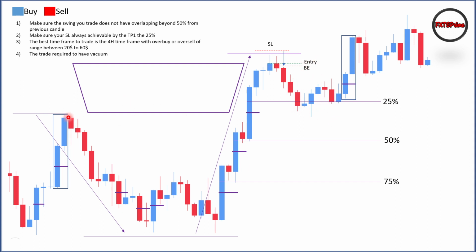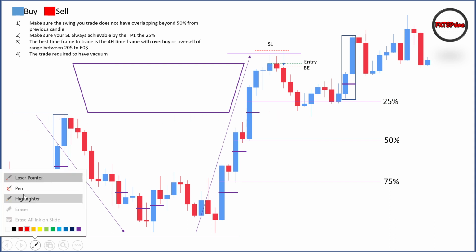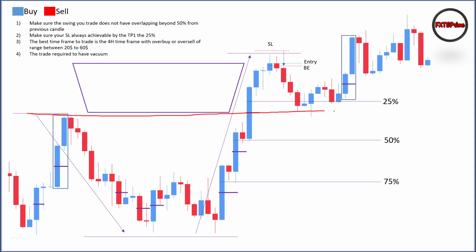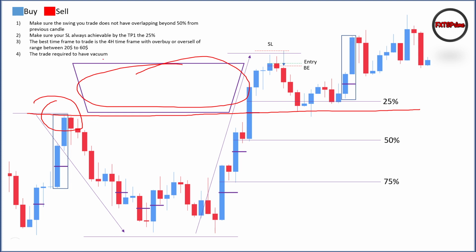So the first support level will be below our 25% take profit here in this area. If you put a mark here, you can see that this is the first support level and we are trading in vacuum here. This is what we mean by vacuum.